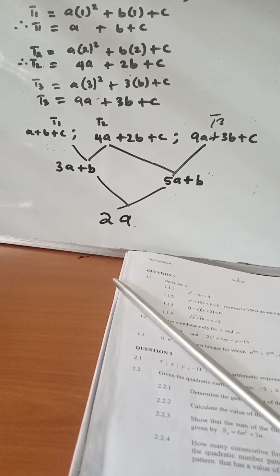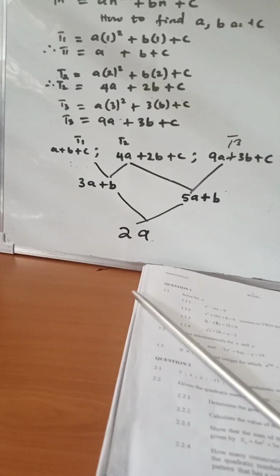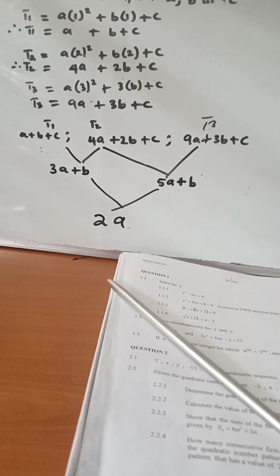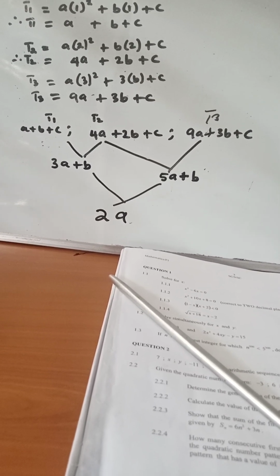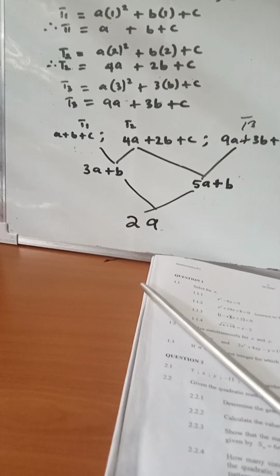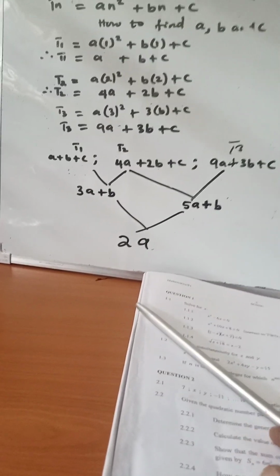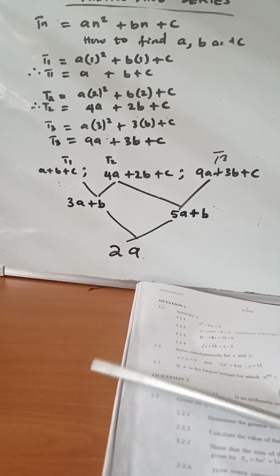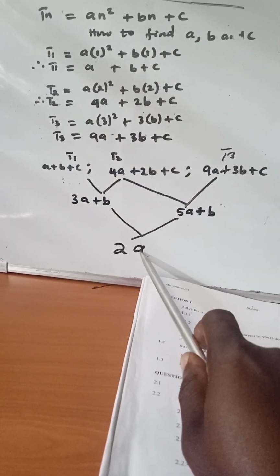So I pair them again, and now it becomes T2 minus T1 because there are only two terms we are seeing there. What is 5a minus 3a? It gives us 2a. b minus b goes away. So this is where the formula 2a comes from: when we are calculating a, we use 2a equals to whatever number is in this position.